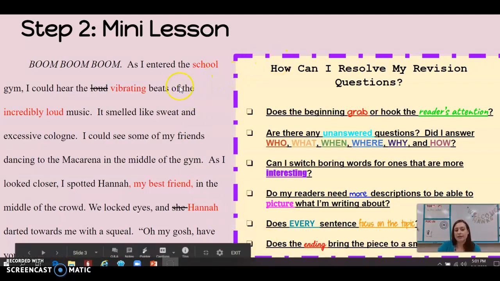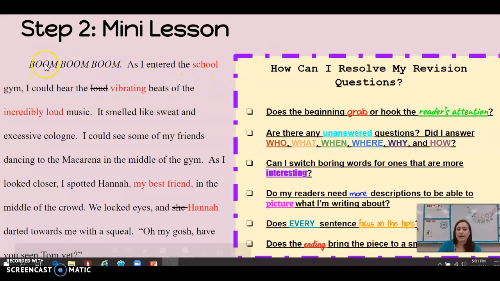So on the left-hand side with my example, everything that I made revisions on is in red. So my example says boom, boom, boom. So it kept my noise. As I entered the school gym, so I was a little bit more specific as to where we were, I could hear the vibrating beats of the incredibly loud music. So I just used a little bit more description to help the reader understand how loud the music was.